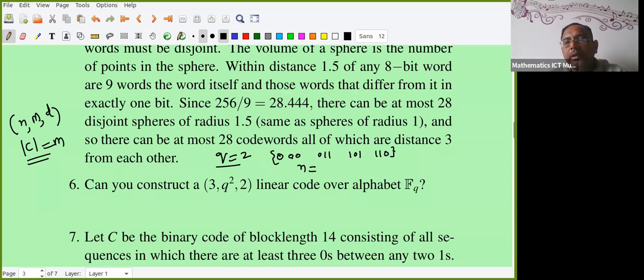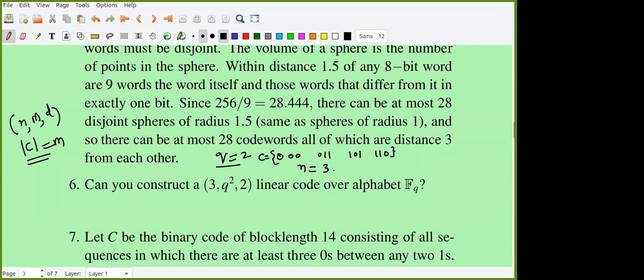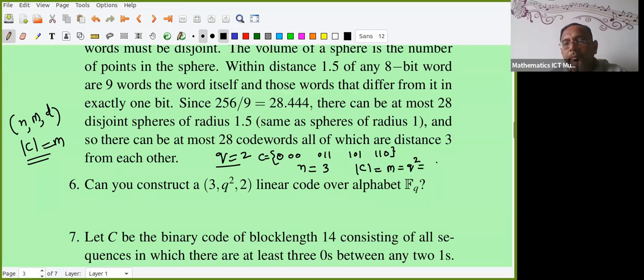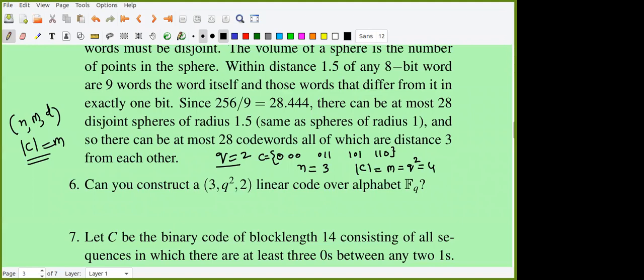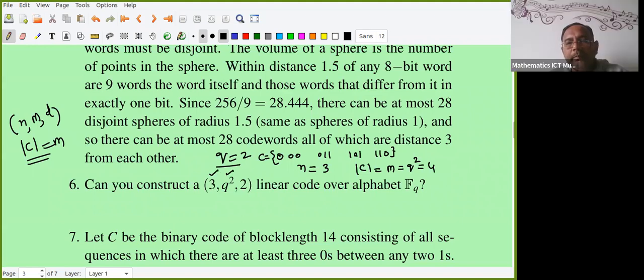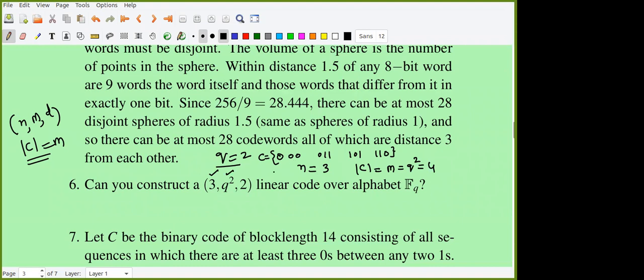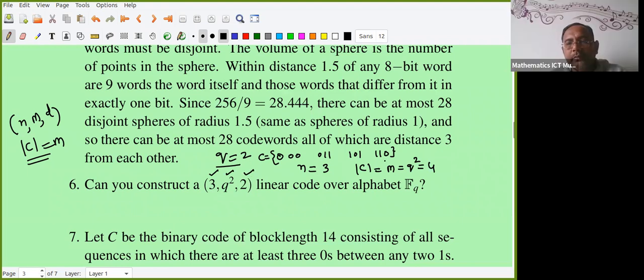For this code, what is N? 3. What is the cardinality of C? 4. So is it equal to q squared? Yes, sir, 4, correct. So this is satisfied. What is the distance of the code? 2. So that is also satisfied. So for q equal to 2, I gave this.